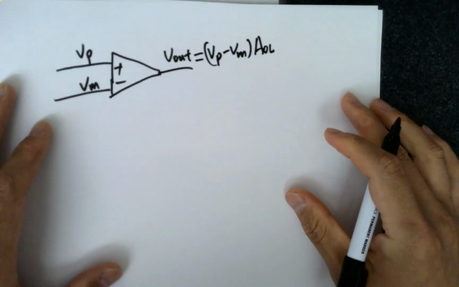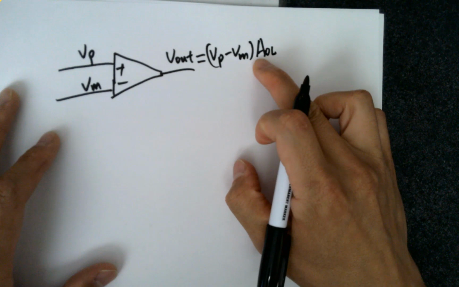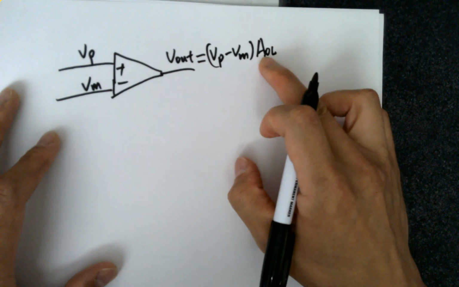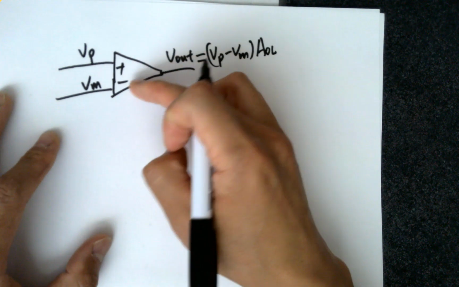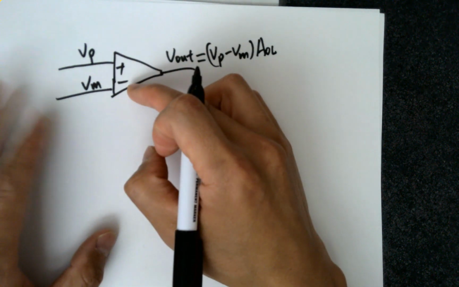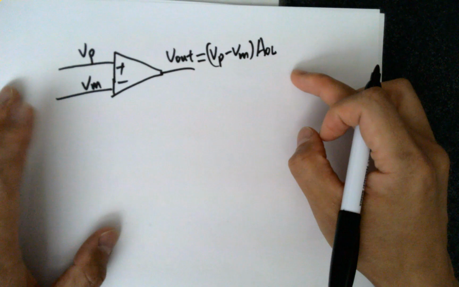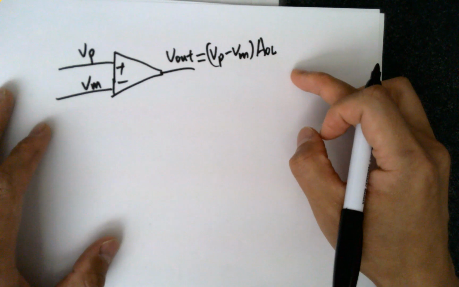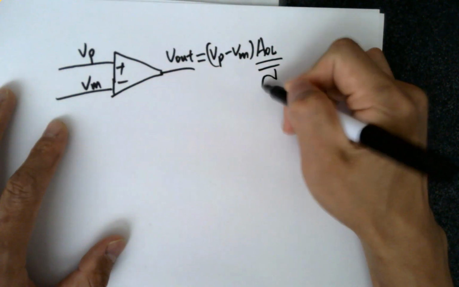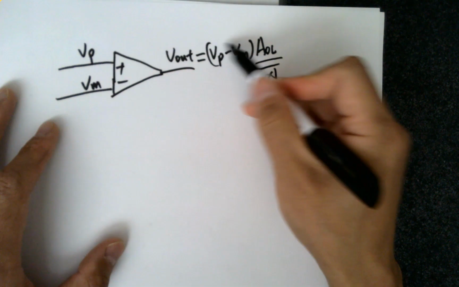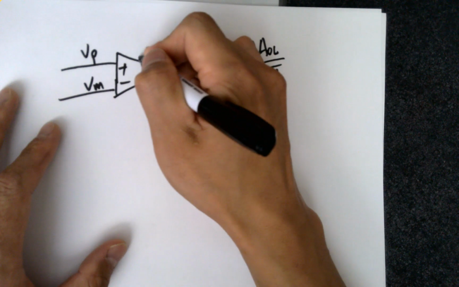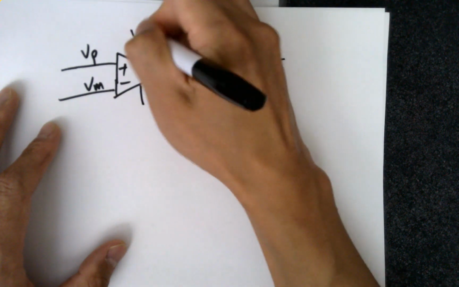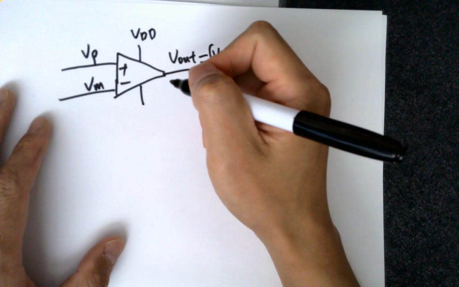So A is the gain, right? AOL is open loop gain. VP minus VM, this is the non-inverting terminal minus the inverting terminal, times the open loop gain will be V out. And because this is so big, whenever you have a little change, it's going to saturate the output to where? Yeah, to the rails. Who said the rails?